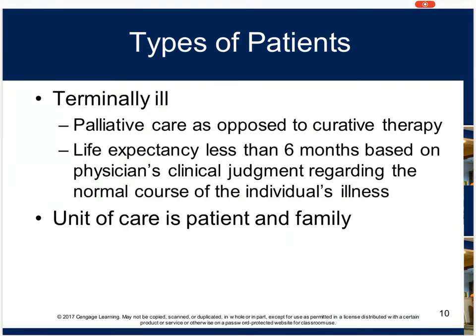Hospice care is not restricted to certain diagnoses, but is available for any patient whose prognosis for the end of life is 6 months or less. So it doesn't matter what kind of disease process you're going through. If your life expectancy is less than 6 months, you're eligible for hospice.